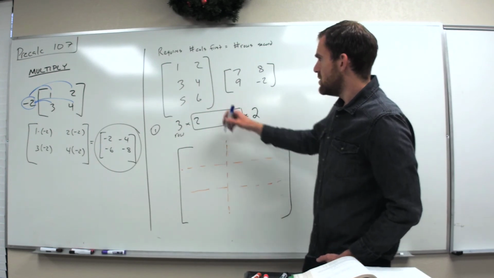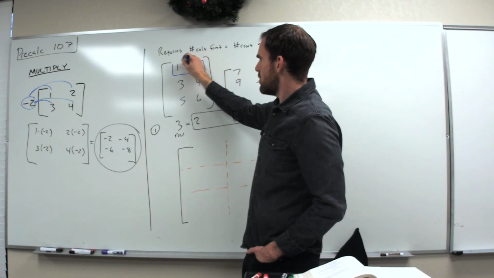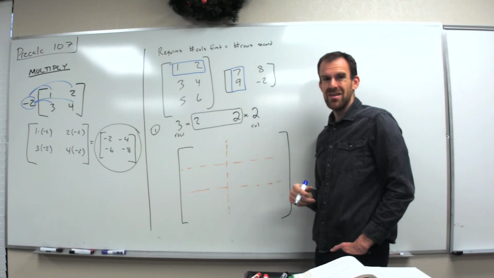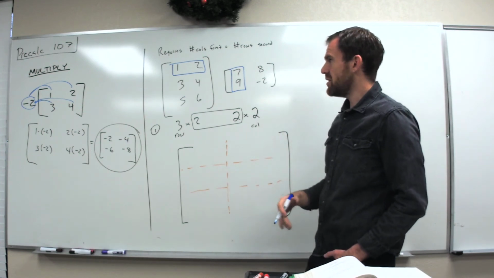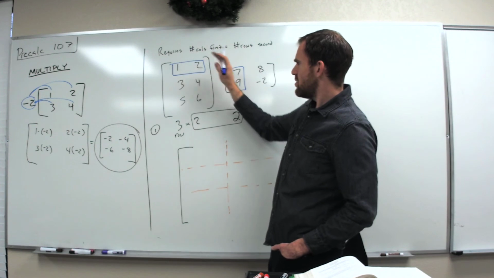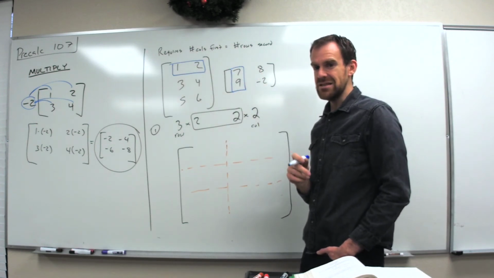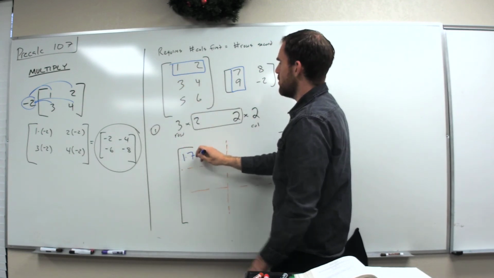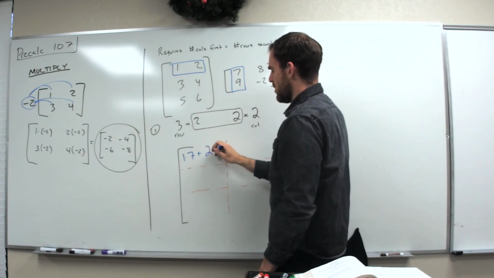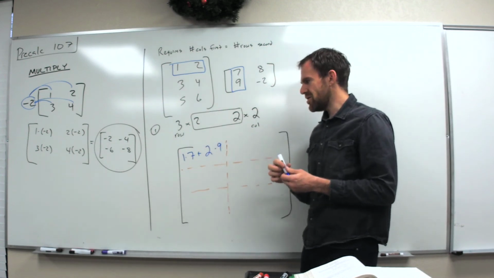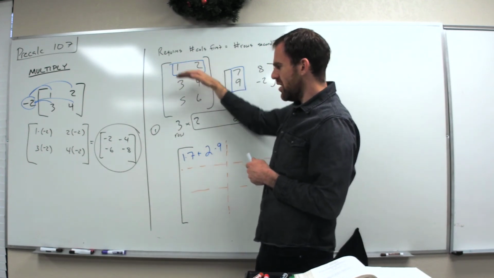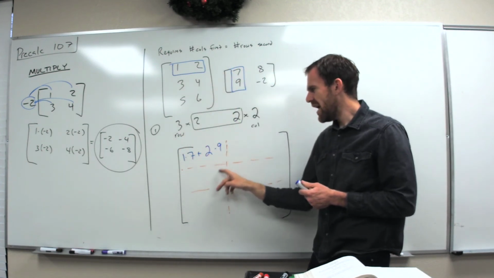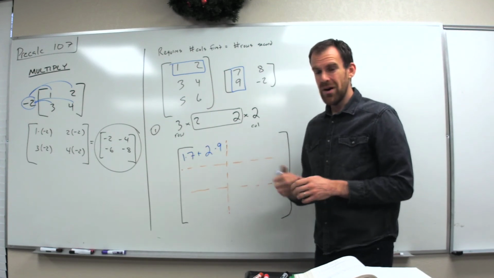So I'm going to take this first row and multiply it by the first column. Each time, you're going to multiply a row times a column. So this is going to be 1 times 7 plus 2 times 9. Now, how did I know it went into the first spot? Because it's the first row, so it goes in the first row, and it's the first column, so it goes in the first column. Now, we'll evaluate this in a second for our final answer, but let's keep going.